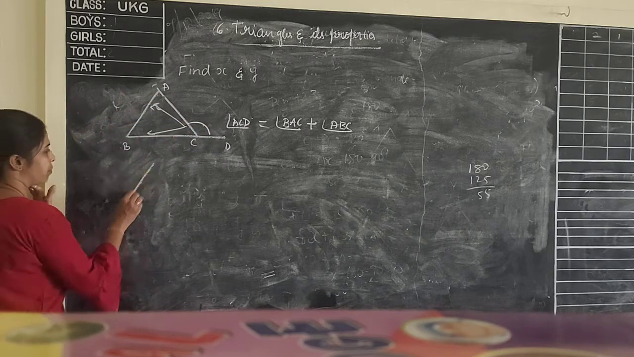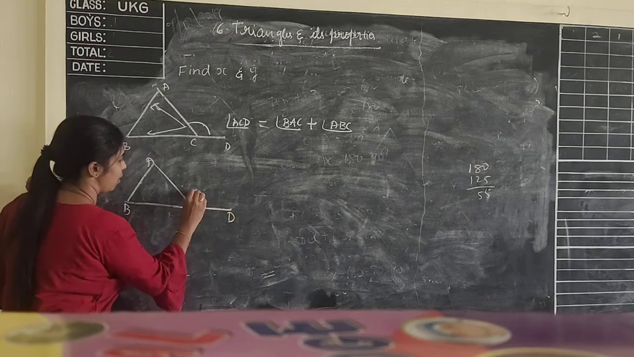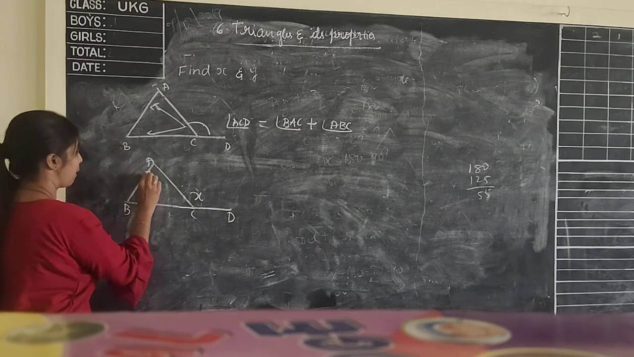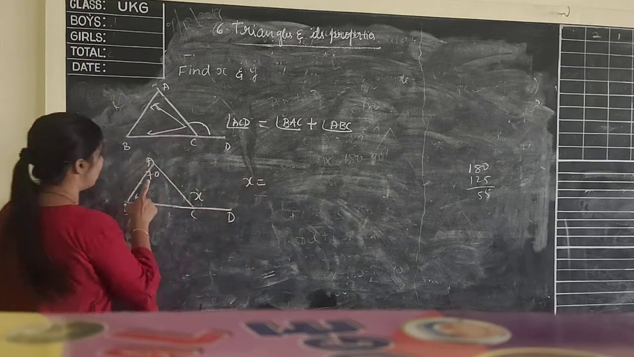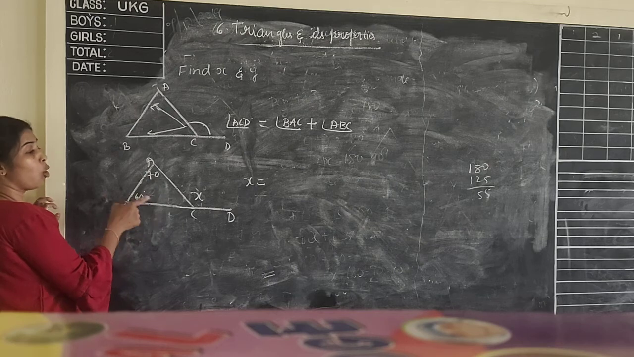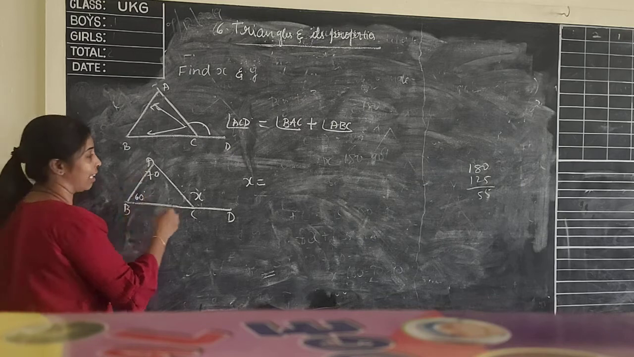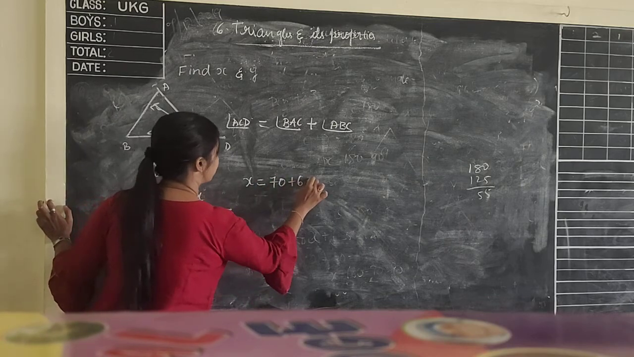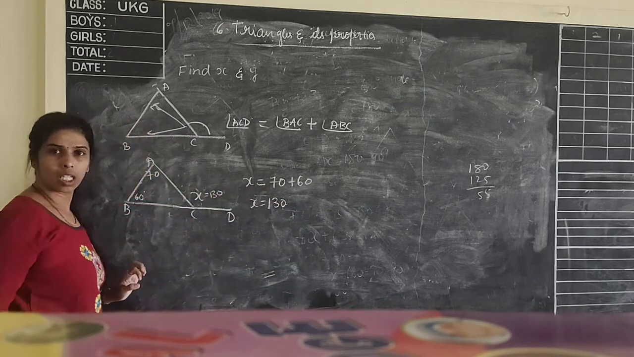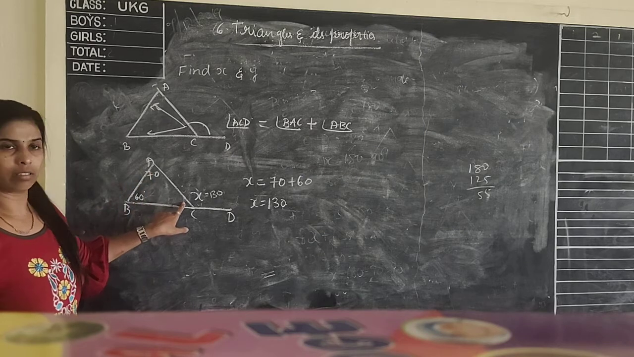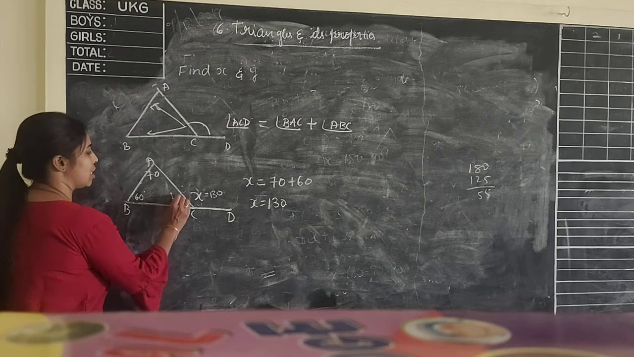Means this is x. x equals this plus this, the opposite interior angles of where this exterior angle is. You have to add them. So the value of this is 130. Now using this we can find: 70, 60, 130, 180 minus what? If they are given, this is y.